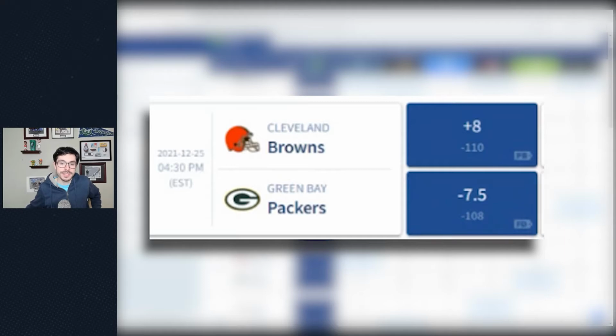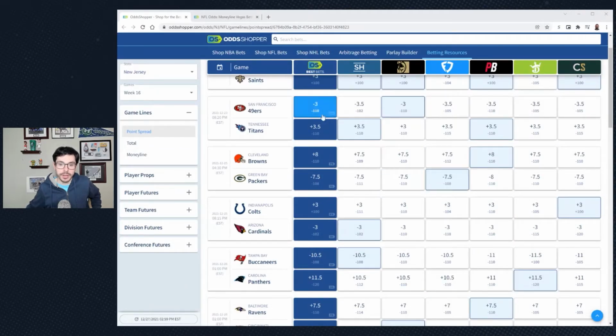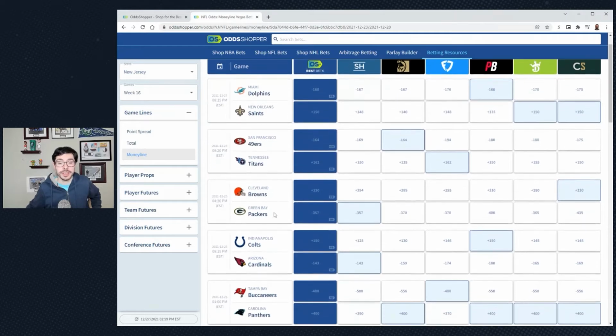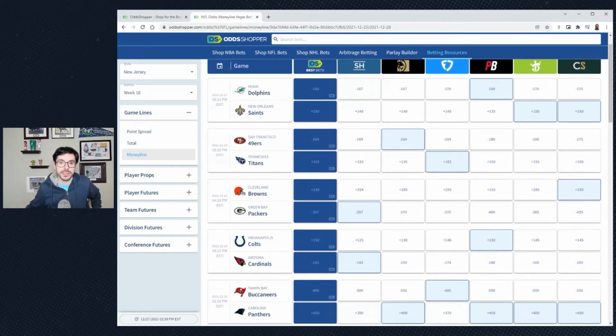But there is a different type of bet, and it is called the money line. What it is, you don't have to lay or receive the points. It's just straight pick the winner. So if you're like, you know what, I don't want to be dealing with point spreads, I know this team is going to win, I think this team is going to win, I don't want to mess around with the points, you might want to look at a money line.